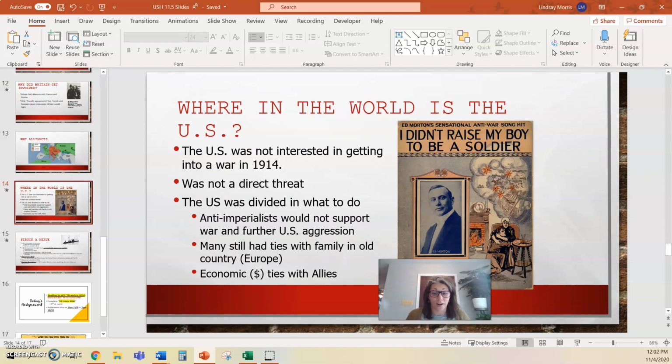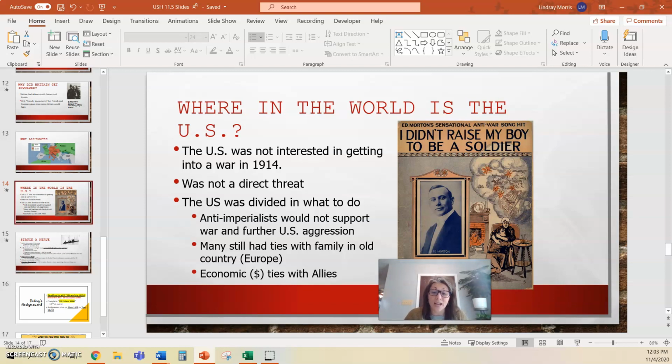Because we're not in Europe. We're far away. We had already told Europe we were going to leave them alone with the Monroe Doctrine. And the US is not interested in going to war in 1914. We are thousands of miles away from Europe. This is before airplanes can fly across the Atlantic Ocean. And it's a 2-week journey by ship to get from Europe to the United States. So we feel pretty safe at this point.